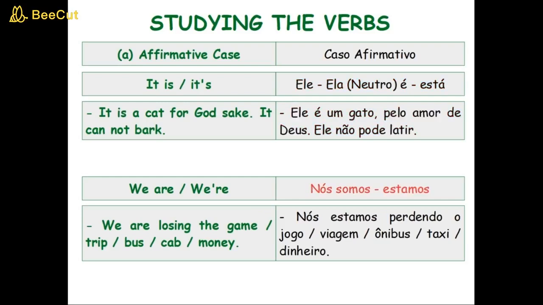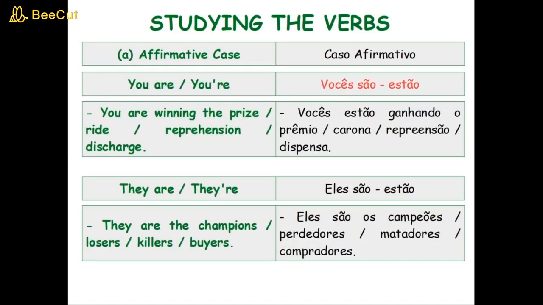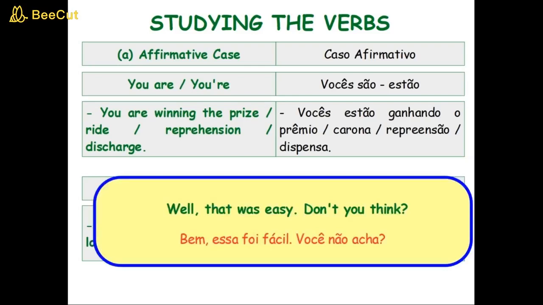We are, we're. We are losing the game, trip, bus, cab, money. You are, you're. You are winning the prize, right? Reprehension, discharge. They are, they're. They are the champions, losers, killers, buyers. Well, that was easy, don't you think?